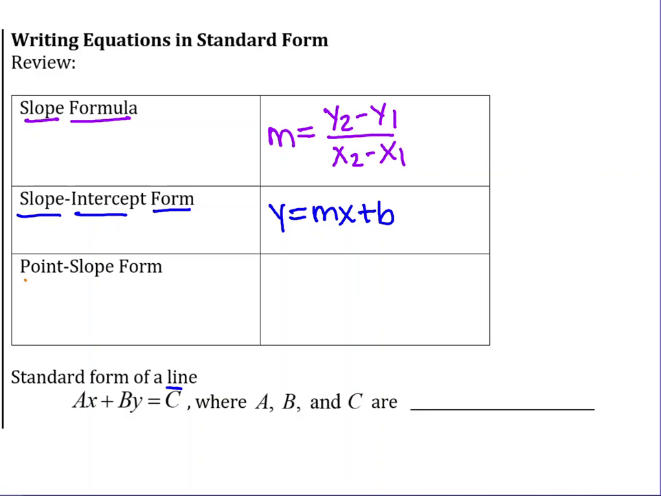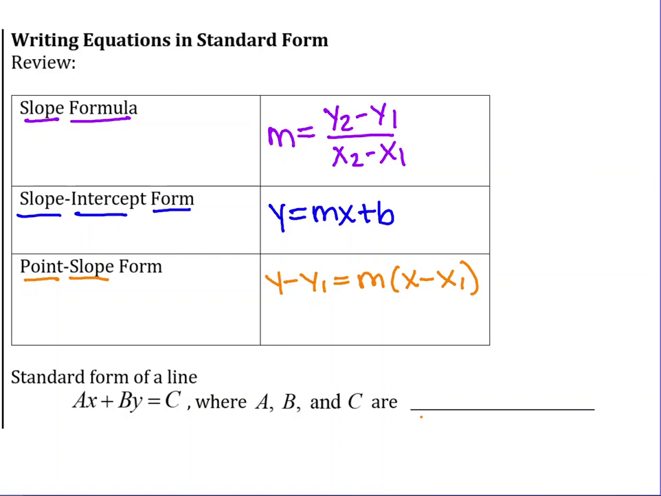And just a reminder from last class, our point-slope form. Our point-slope form says y minus y1 is equal to m(x minus x1). We've seen all of these before, so now we're looking at how to write them given different pieces of information.